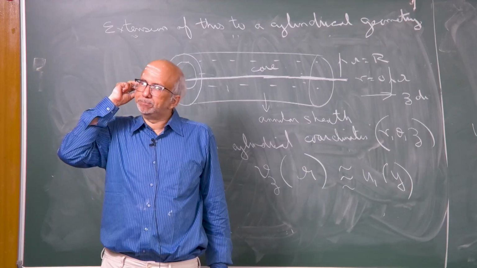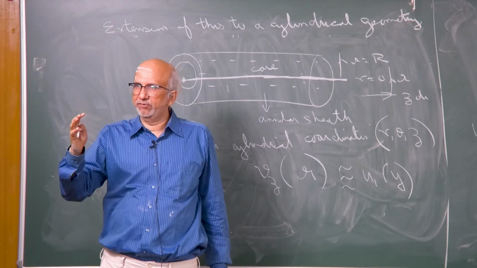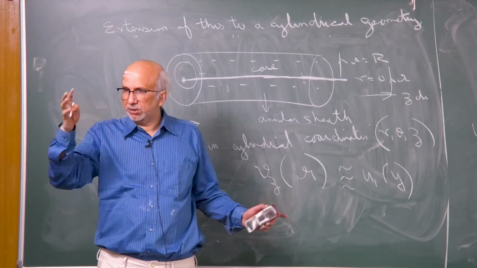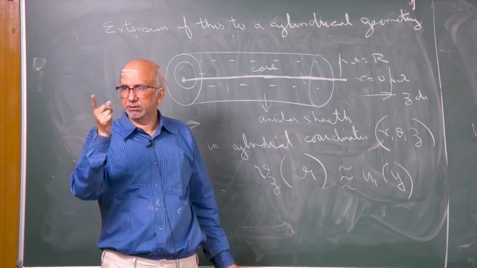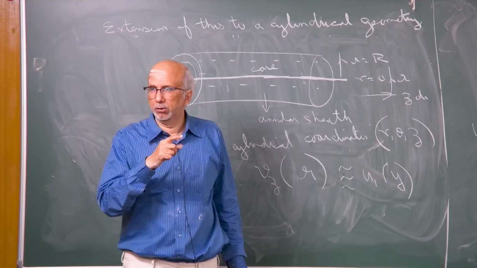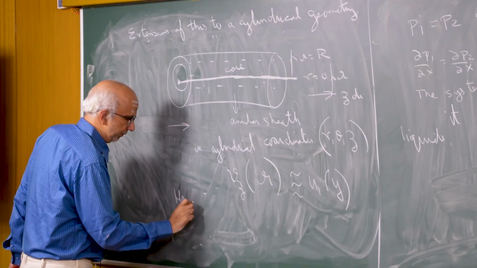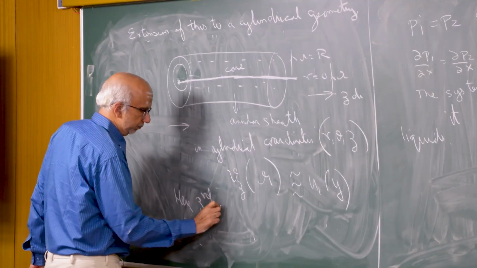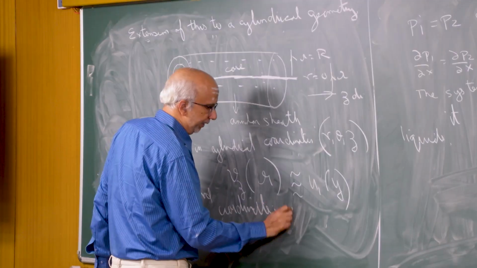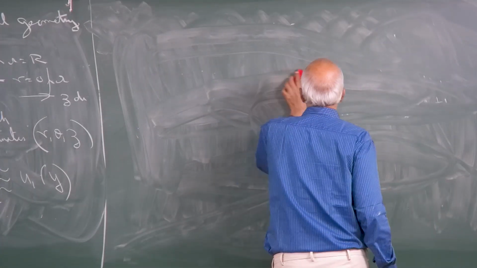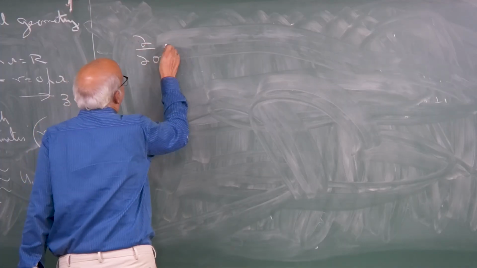In the rectangular problem, I assumed z was infinity, that is the third coordinate. So, what is the third coordinate here? The third coordinate here is theta, and we are going to say d by d theta is 0.